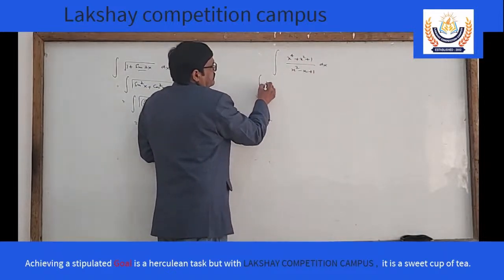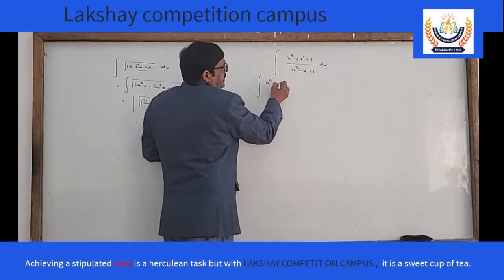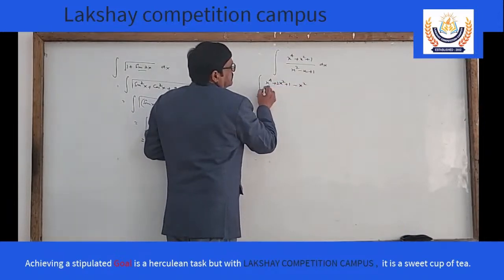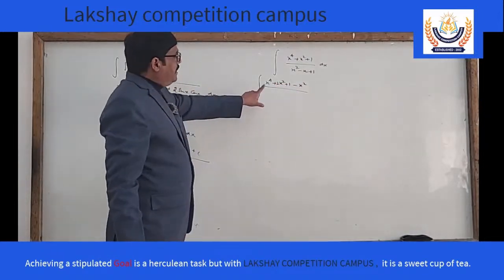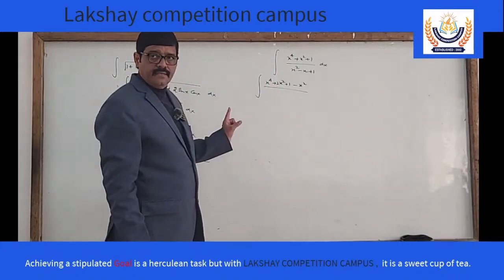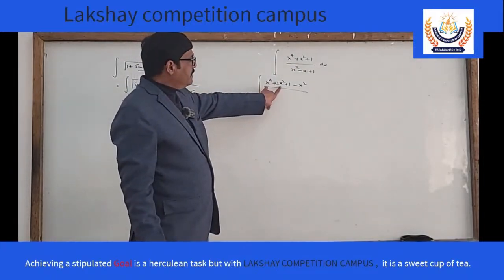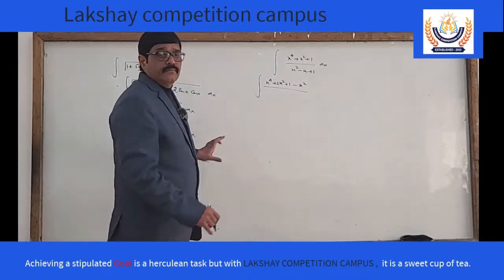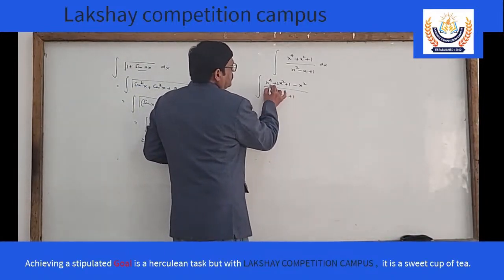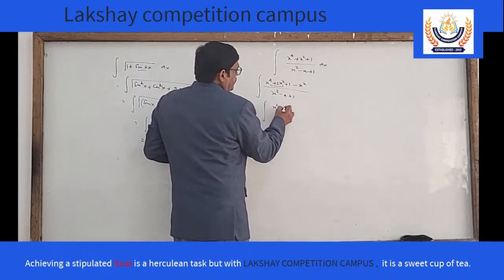Add and subtract x square. Adding and subtracting x square here. Clear? You get 2x square minus x square, x square minus x plus 1. So this becomes x square plus 1 whole square.